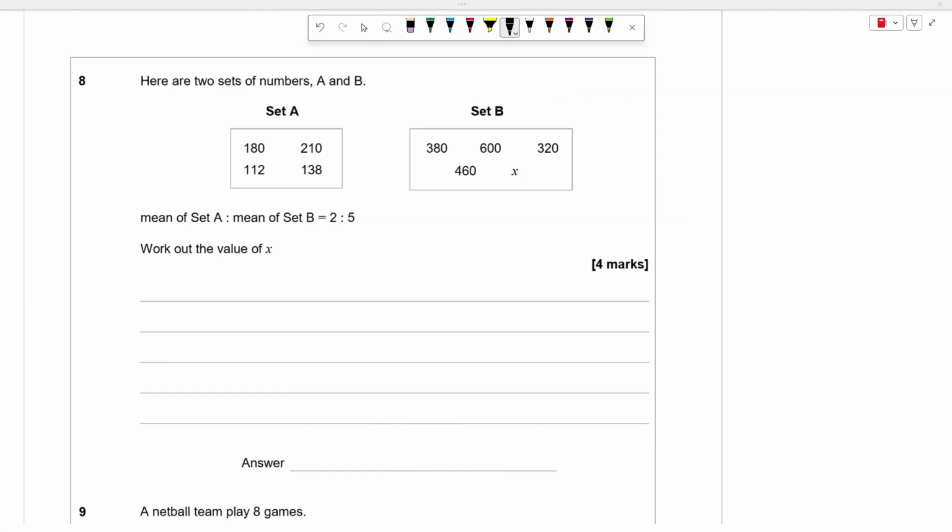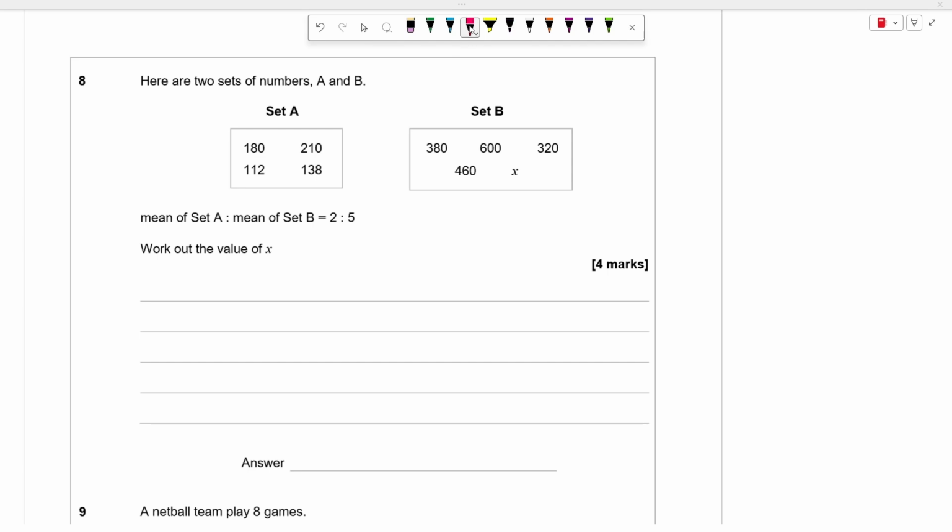Now, moving on to question 8, it says here are 2 sets of numbers A and B. The information the question tells us is that the mean of set A to the mean of set B is in the ratio of 2 to 5. And the question is asking us to work out the value of X.